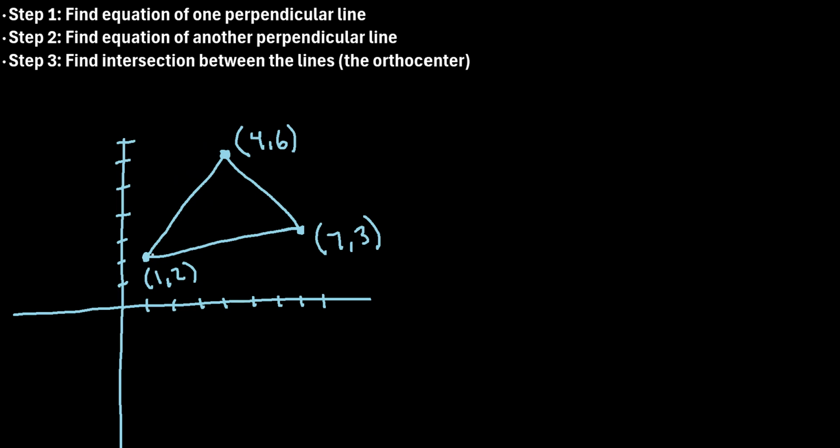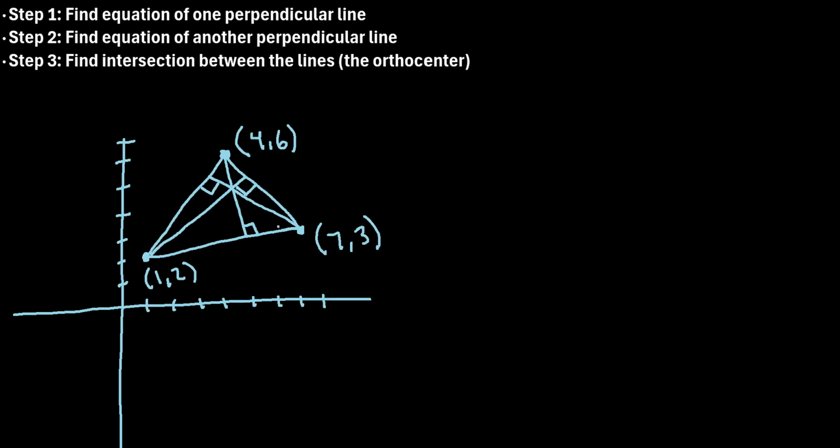Now, an altitude is the perpendicular distance from one vertex to the opposite side. So when we draw a line from, let's say, this vertex to this opposite side of the triangle, it will form a 90-degree angle. So that's one altitude. Another altitude would be this line right here from this vertex to this side, which also forms a 90-degree angle. And then the last altitude would be from this vertex to this side, which also forms a 90-degree angle. So the place where these three lines intersect, that is our orthocenter.